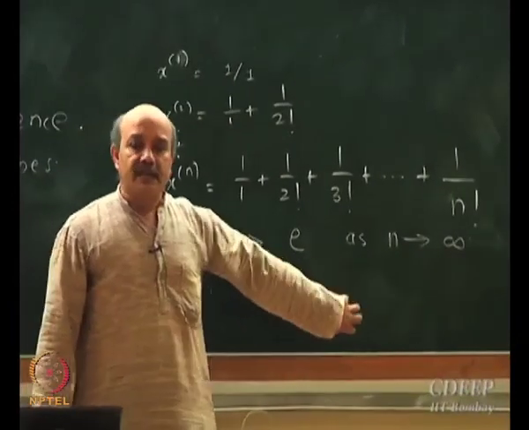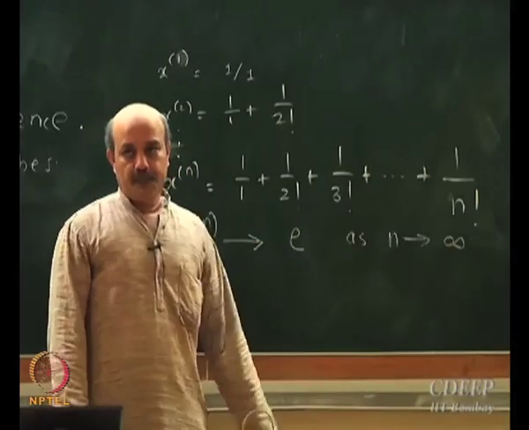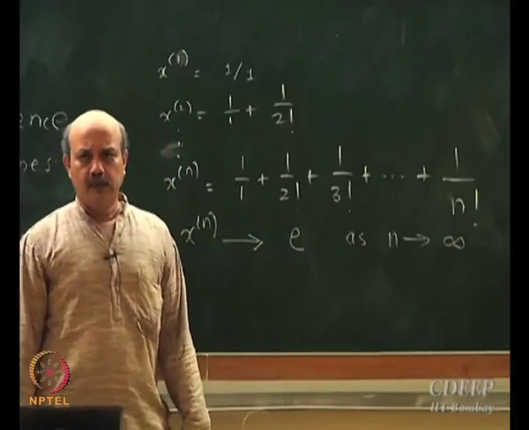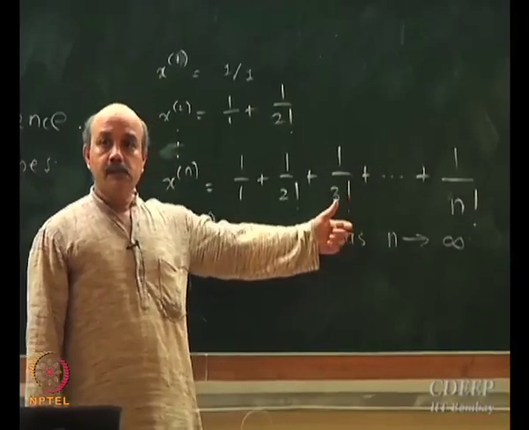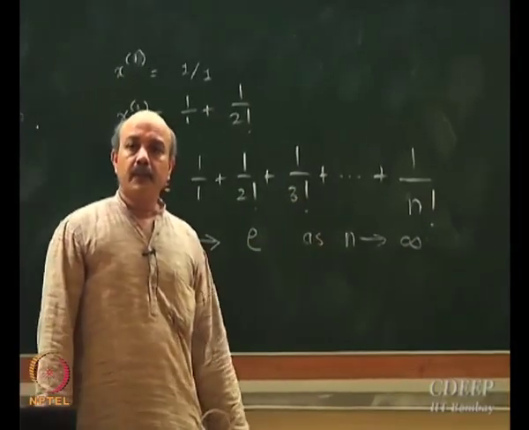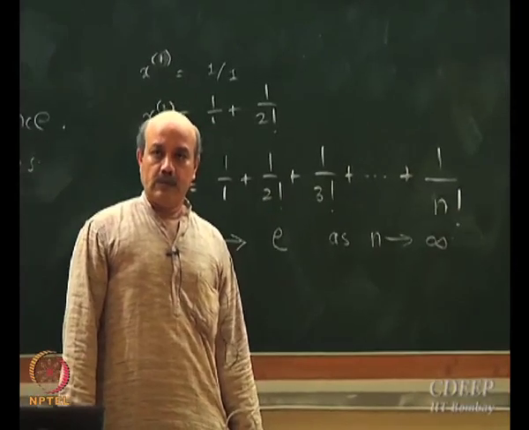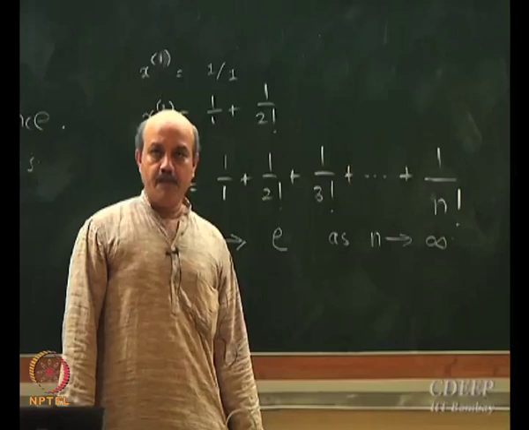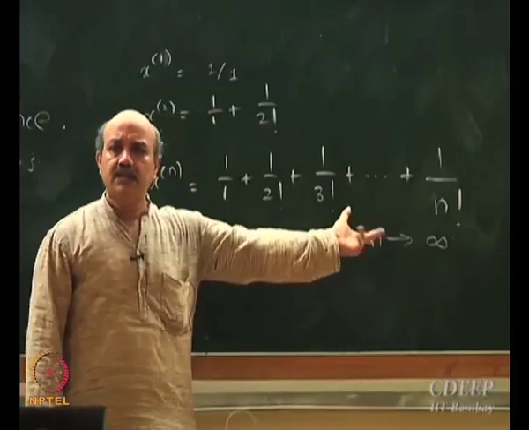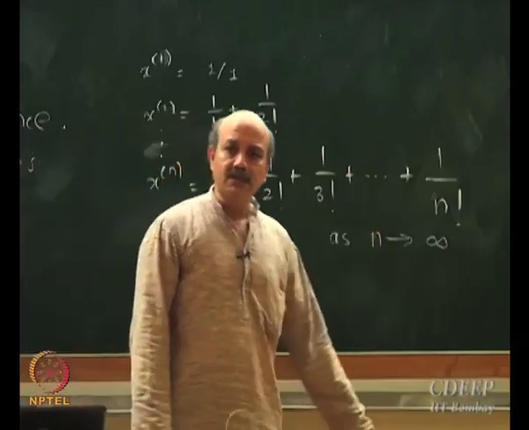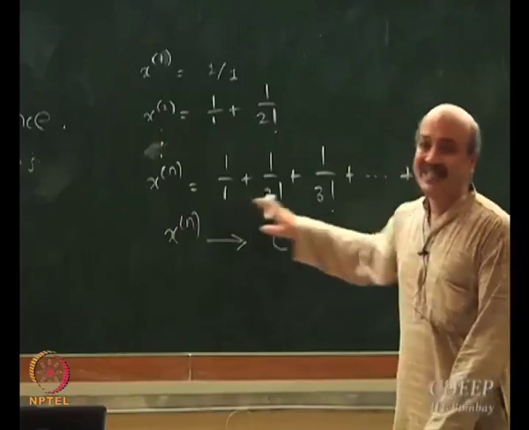We know that in the real line this will converge to E. So E does not belong to the element X1 nor the element X2. Why? These are all rational numbers. Yeah, so you can always define one common denominator. It's a rational number. No, all these are rational numbers.